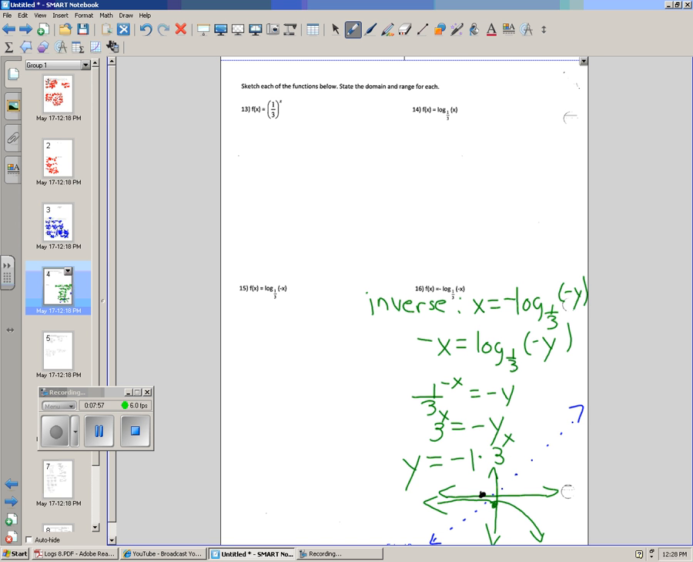You can come up with other points. So on this graph, we would have a point like 1, negative 3. That means on the inverse, you're going to have negative 3, 1. So if we draw this out, you're going to end up like that, and then like that.